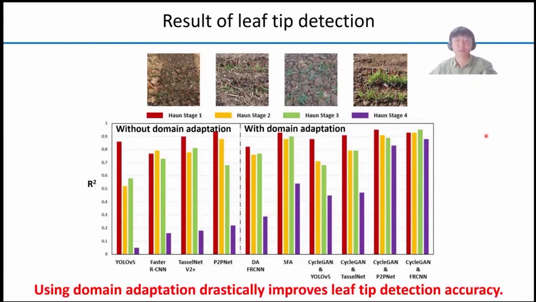Here is the result. We evaluated the performance of 10 different approaches over real manually labeled images across four stages, from stage one to four. We found that using domain adaptation could greatly improve the performance. The model performance degrades in the later stages. Among all the approaches with domain adaptation, CycleGAN plus Fast R-CNN performs the best.